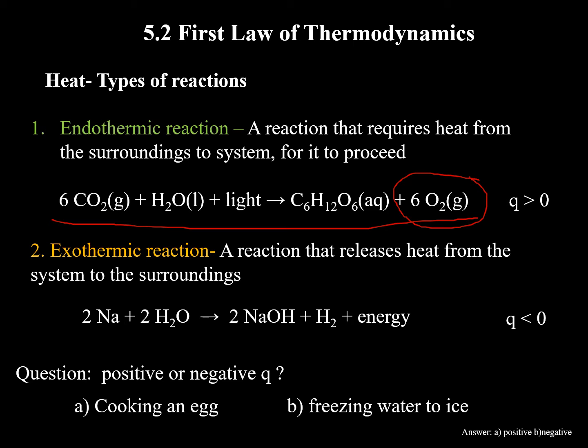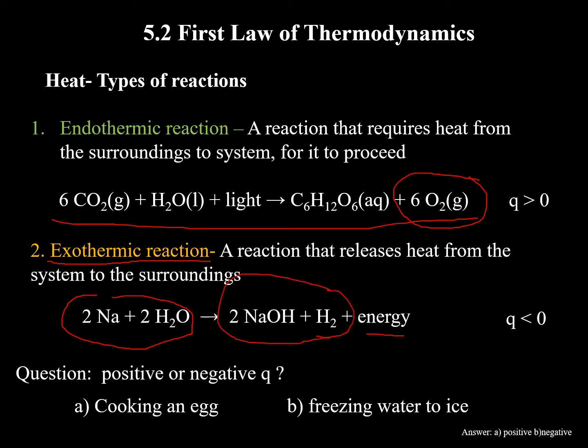Conversely, we have exothermic, meaning a reaction that releases heat from the system to the surroundings. So in this reaction, we have sodium plus water. It gives us sodium hydroxide, H2 gas, and energy. The Q value is negative because the starting materials have a higher energy than the product.